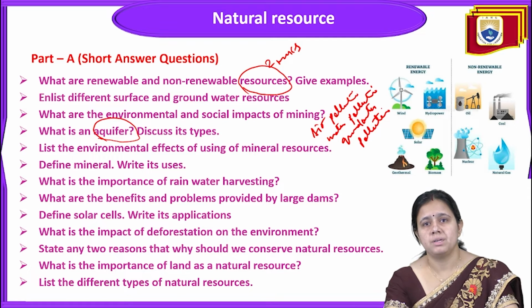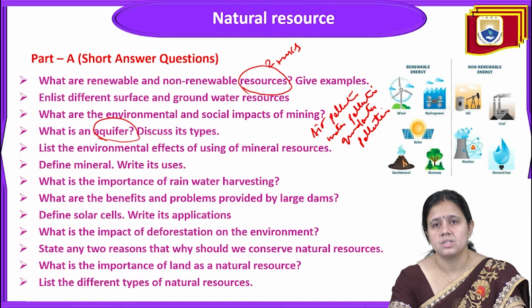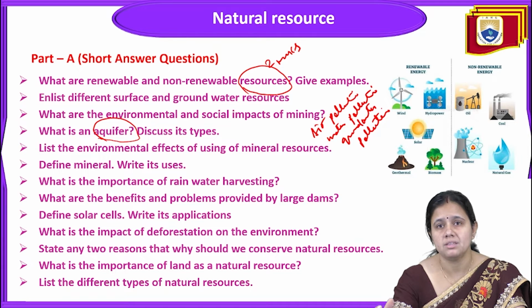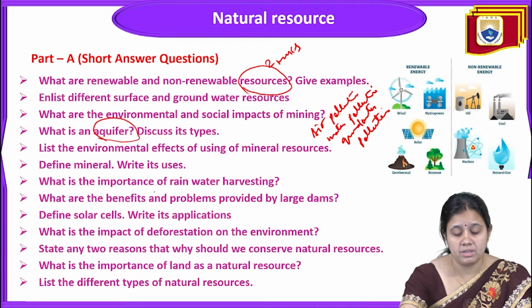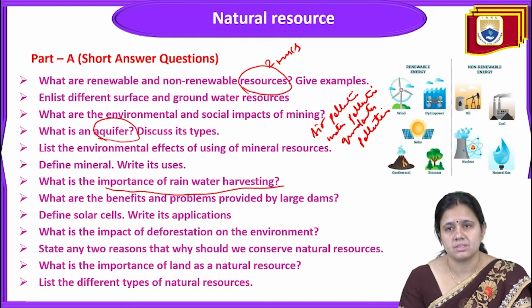Next is: define mineral. A mineral is any chemical substance that has a fixed structure. We can use minerals for many purposes, like smelting, making iron and steel, and for buildings and bridges. Next: what is the importance of rainwater harvesting?